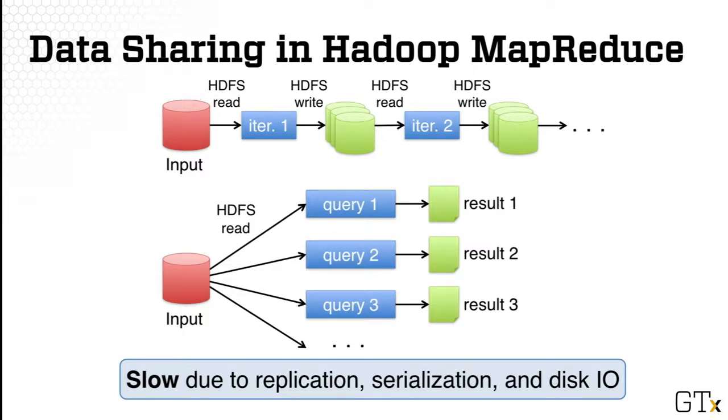So that means there's a lot of disk I/O, reading from disk at the beginning of iterations and writing to disk at the end of iterations. Now let's consider another scenario where we want to do some queries on a large data set. Let's say the first query tries to find a subset of data that contains a particular word, and the second query is almost identical to the first query, except that it tries to find a different word.